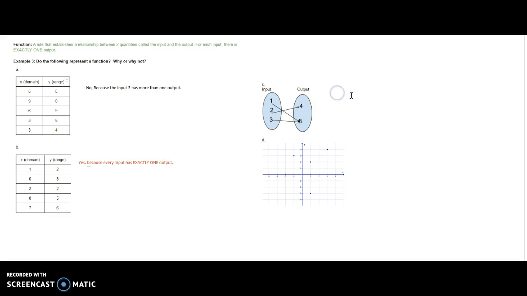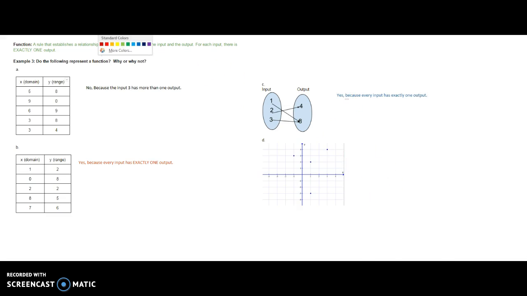If we take a look here at letter C, this is where we have what we call a mapping. And with our mapping, we have our inputs 1, 2, and 3. 1 goes to the output 8, 2 goes to the output 4, and 3 goes to the output 8. So they each go to their own output. It does not matter that these two go to the same output. It just matters that each one of these goes to just one output. So here we would say yes, because every input has exactly one output.